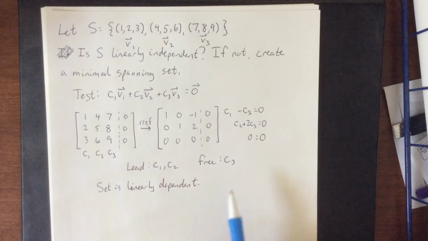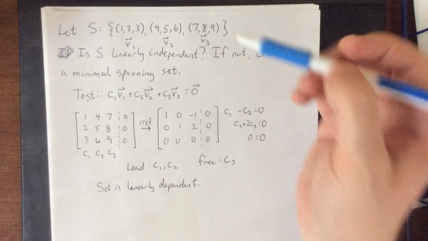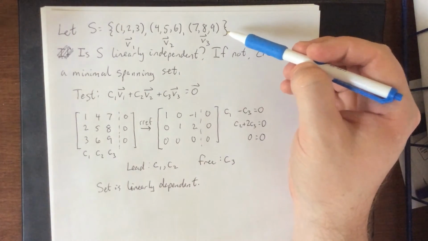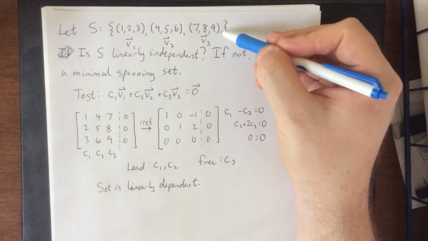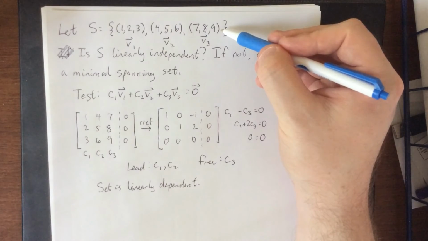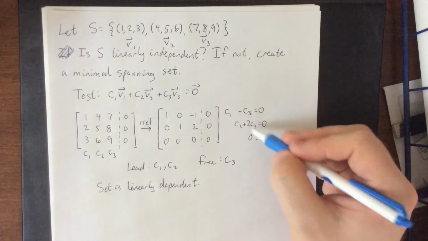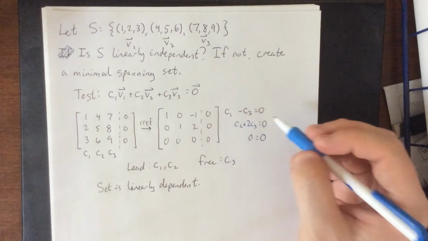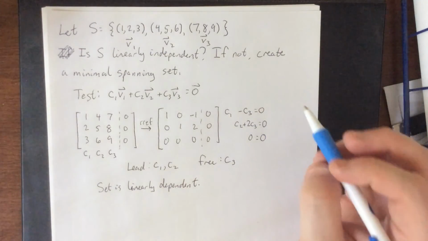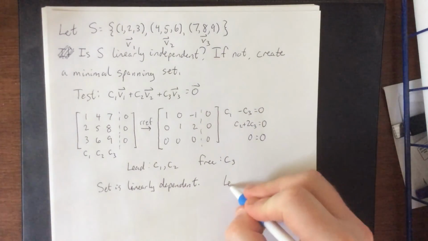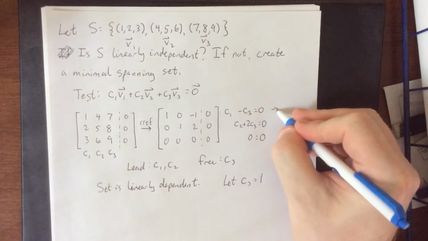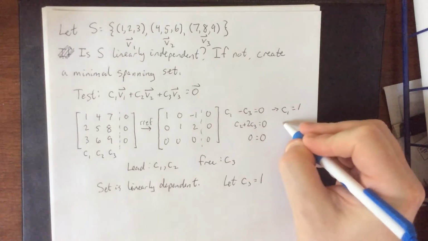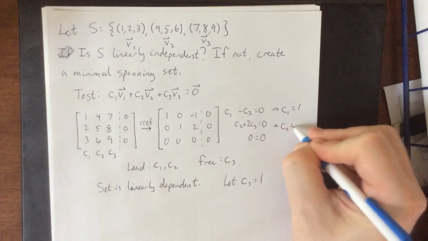The existence of a free variable lets us know that one of these vectors is redundant, in the sense that it can be expressed as a linear combination of the other two. Anytime you have a vector associated with a free variable, that is the redundant vector. So we're going to set C3 equal to 1 and solve for C1 and C2 in terms of that. So let C3 be equal to 1. Then according to these two equations, C1 is equal to 1 and C2 is equal to negative 2.